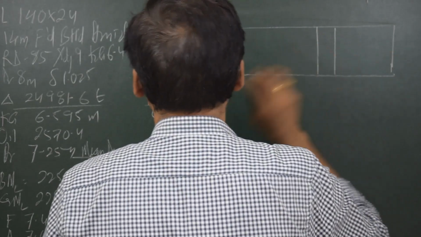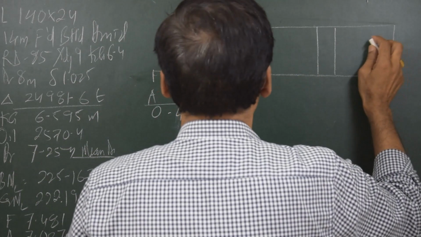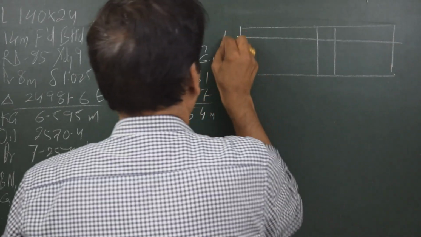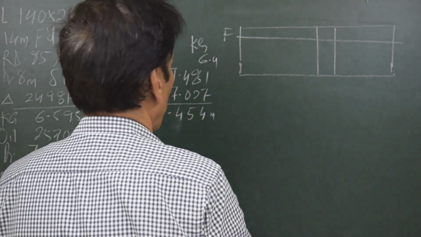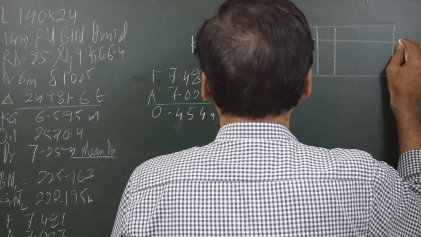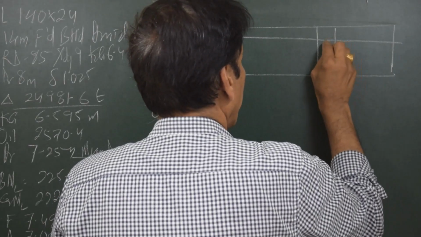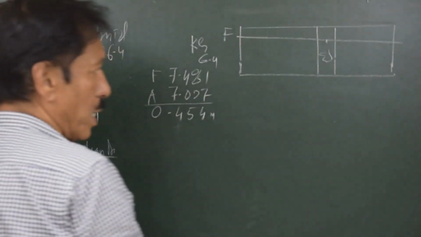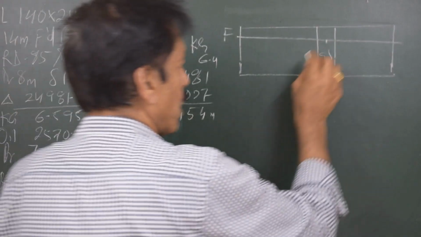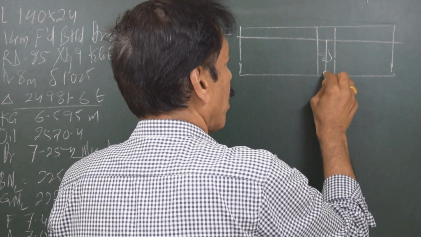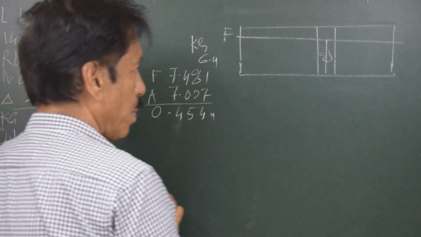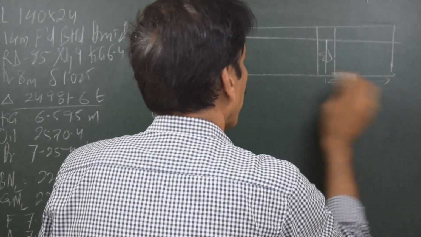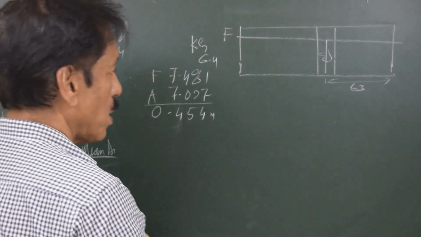Now the ship would be like this. Here is the compartment, and the starting condition is a forward draft is more than aft draft. Forward draft is 7.481, aft draft is 7.027, and we need to find out the draft at this point, because when this empty compartment gets damaged, the loss of buoyancy is to be considered by the height at the mid-length of the compartment. Let's find out the height at mid-length. This distance is 63 meters, because from midship to aft is 70 meters.